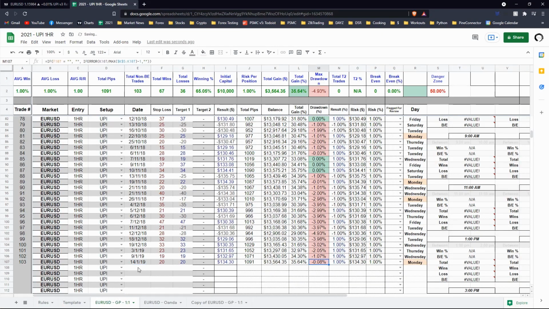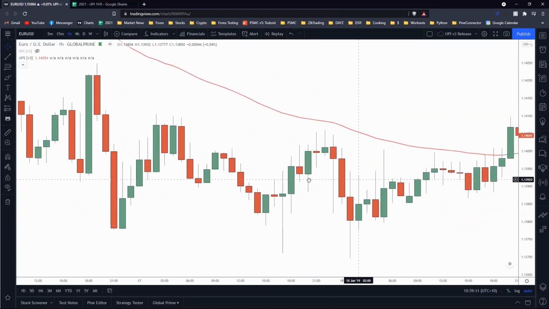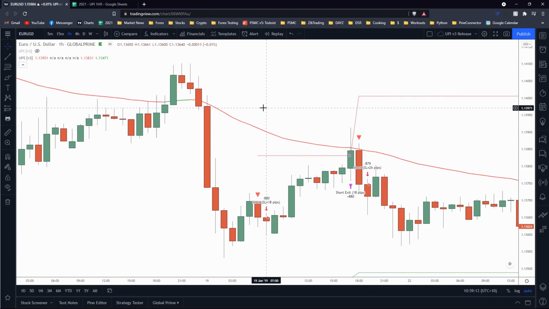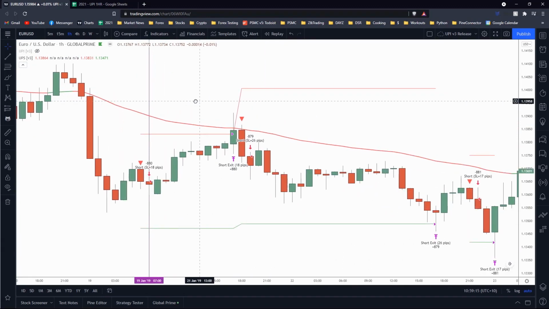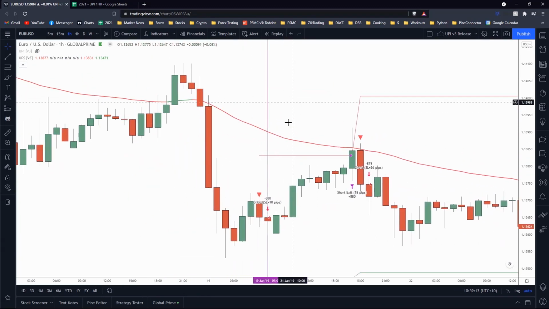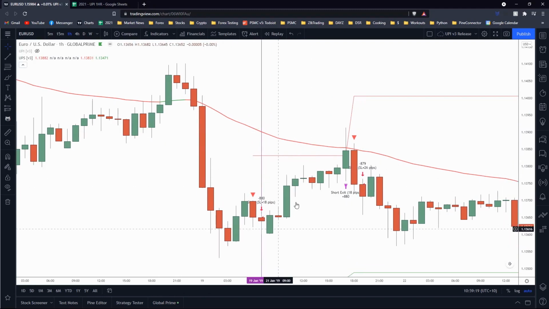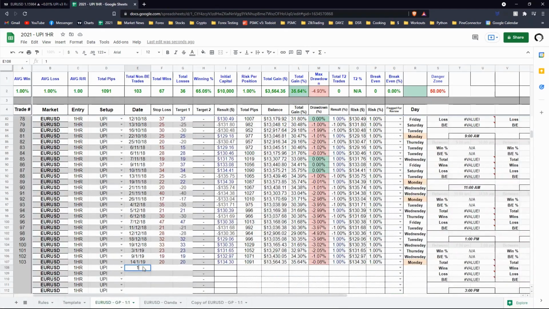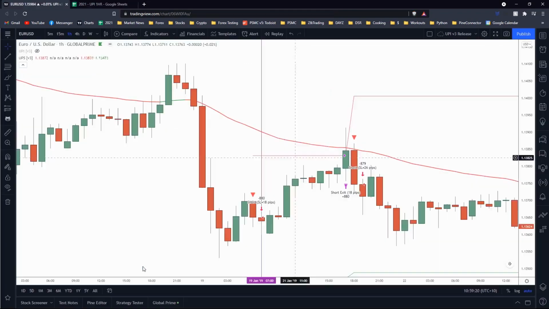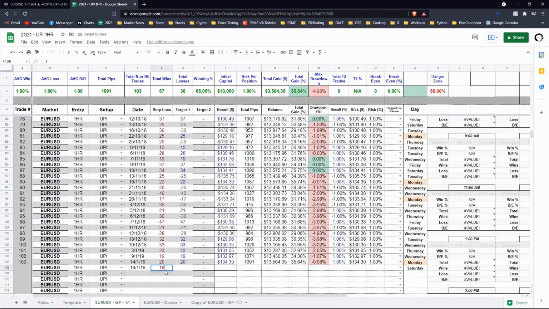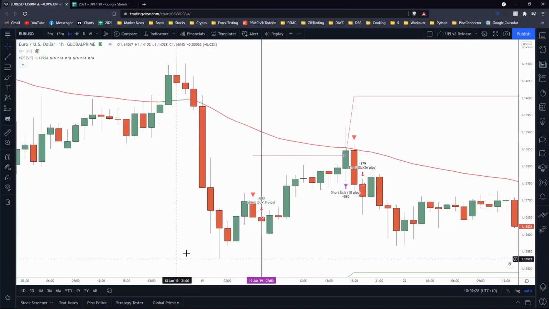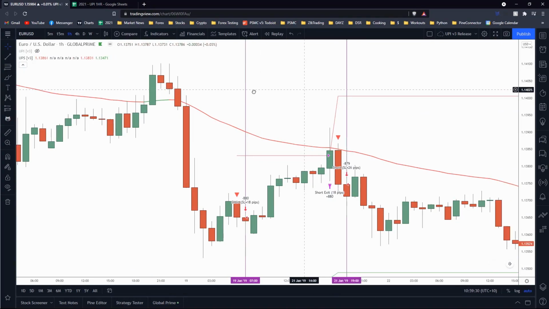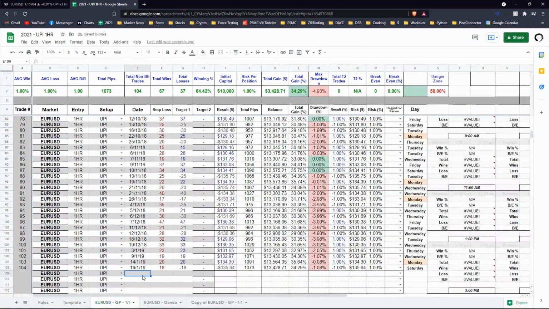So we're nearly out of our drawdown here. And then another losing trade, followed by a winning trade and a winning trade. So we're out of our drawdown, but let's log these into our spreadsheet. So 19th of January, we had a 18 pip losing trade, followed by a 26 pip winning trade.